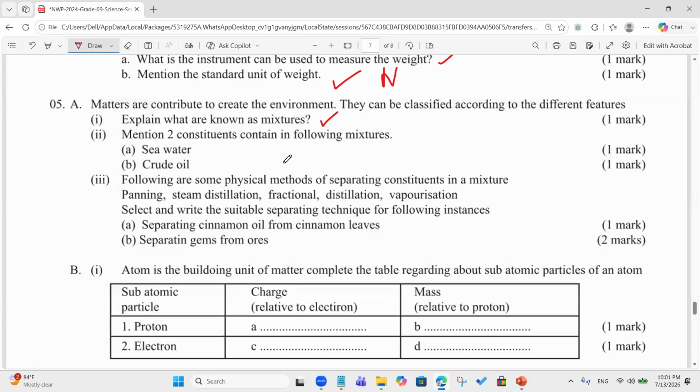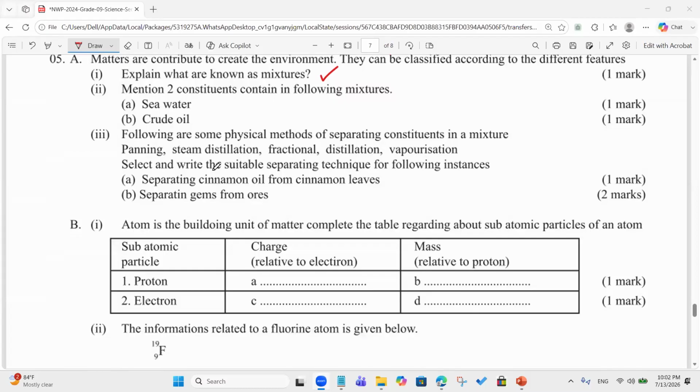Take 1 mark. Mention 2 constituents contained in the following mixtures. Seawater. I need your answers. Seawater. Salt. Yeah, salt. Water. Dissolved gases. Yeah, they are correct. Crude oil. Petrol, diesel. Correct. Petrol, diesel, tar, kerosene. They are the constituents, right? Take 1 mark, 1 for each.